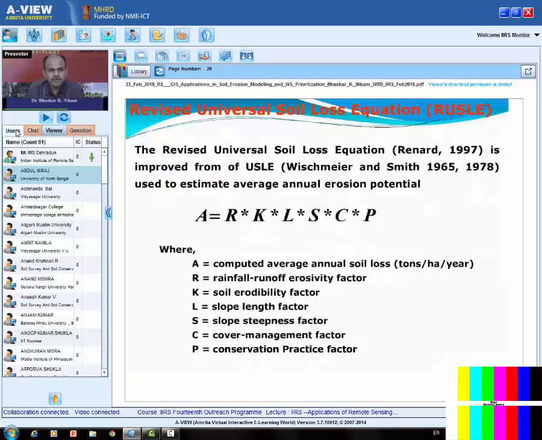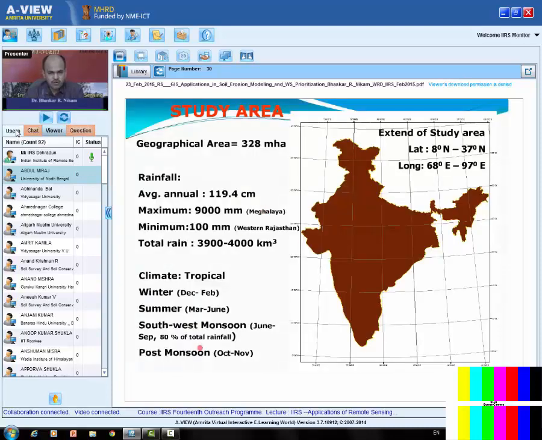So now we have to derive all these factors. We have to derive R, K, L, S, C, P. Obviously, because it is a rainfall runoff factor, I need some rainfall information. Because this is a soil erodibility factor, I need soil information. Because these two are the terrain factors, I need terrain information. This is a cover management factor, so I need maybe the land use, land cover, or the cover information. And because this is a conservation practice factor, I need information about the kind of conservation practices performed in the watershed or in the study area.